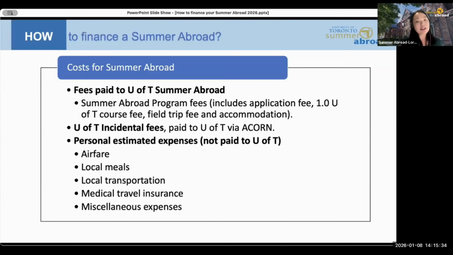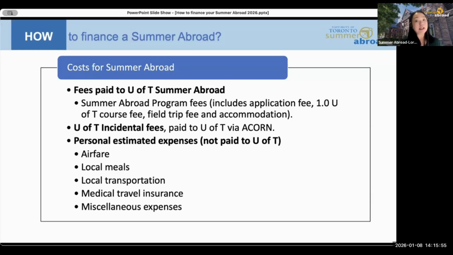And as UFT students, you would know what this means. It's something you pay on ACORN, and it slightly changes depending on which college you belong to. So that's just going to be put on to ACORN as normal. In addition to fees paid to summer abroad and your incidental, you also have your personal estimated expenses.